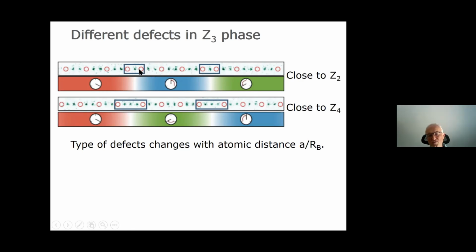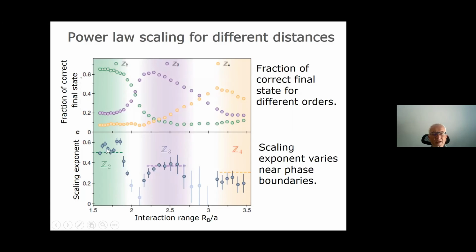This is closer to Z2, where the dominant effects are of this type, where we basically have an interstitial thrown into the Z2 phase. But if we vary the parameter and make the blockade radius larger relative to the atom distance, then we see more of these effects, where we basically have a Z3 phase with errors of the Z4 phase type thrown in. We found that which type of defect occurs changes with this ratio of atomic distance to blockade radius, as expected. Let me see, there's a question here.